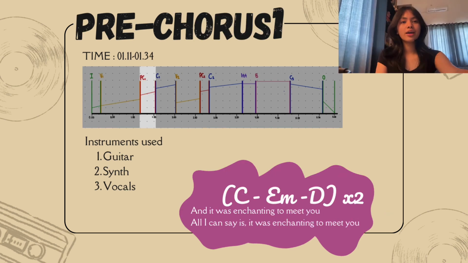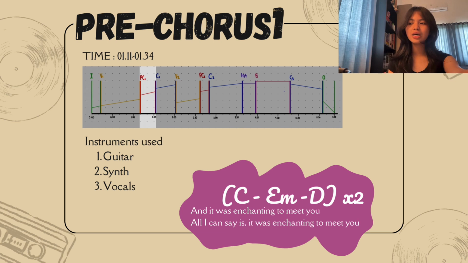The next part is the first pre-chorus, from the first minute 11 second until the first minute 34 second, in which the instruments used were guitar, synth, and vocals. We have a slightly different chord progression here, which is C to E minor to D, played twice because there are basically only 2 lines throughout the whole pre-chorus. And since it's building up towards the chorus, we could see quite a jump from the verse in the dynamic graph.